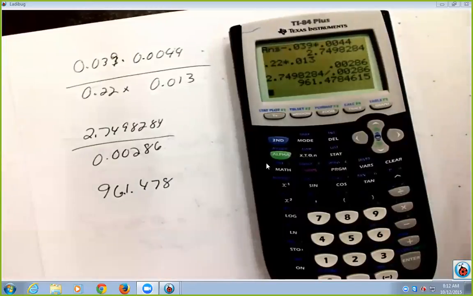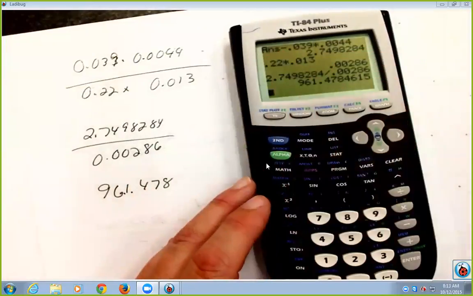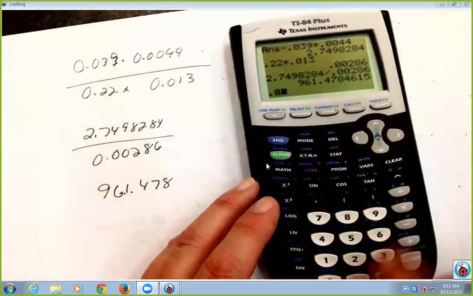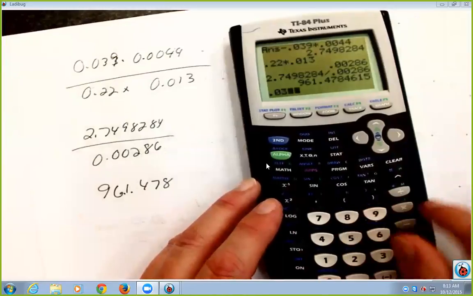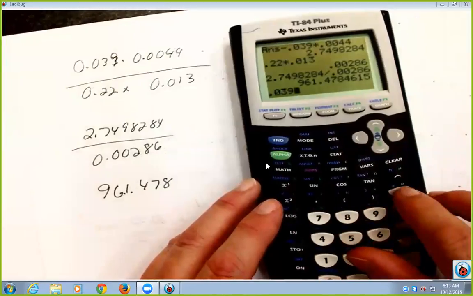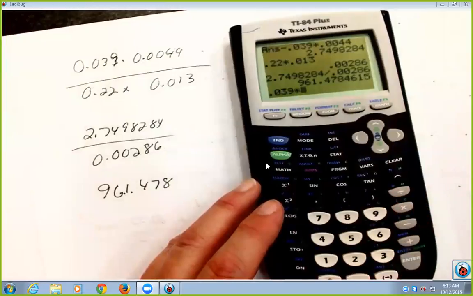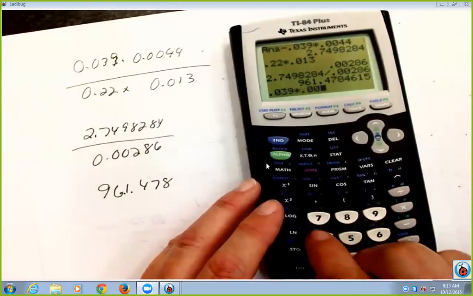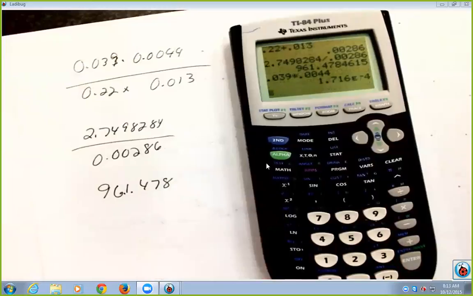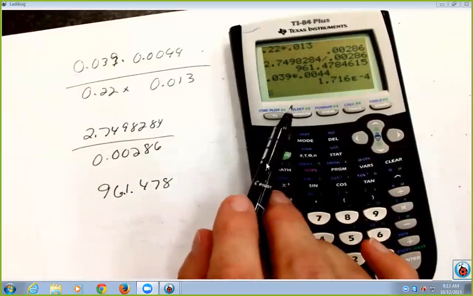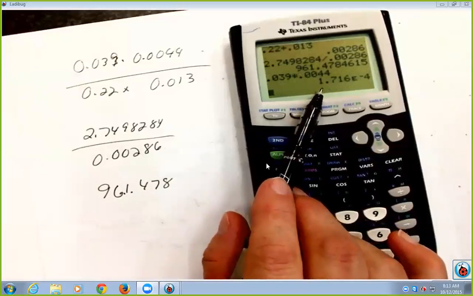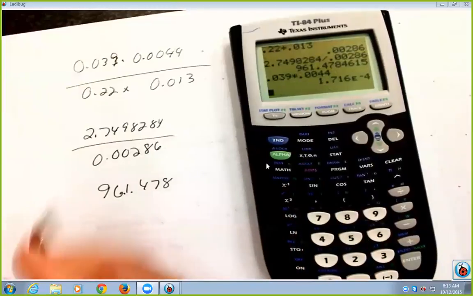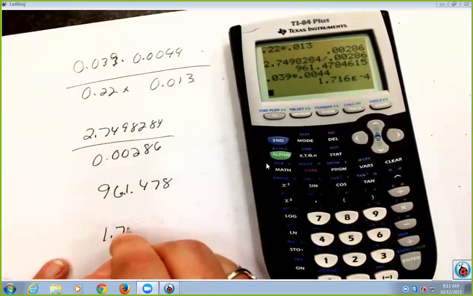Did I have mine in here wrong? Oh, I had an answer in front of it. 0.039 times 0.0044. That's why I had my answer in front of that. So that comes out as an answer, okay? Is that what you have? Okay. I didn't have the answer part in front of it.